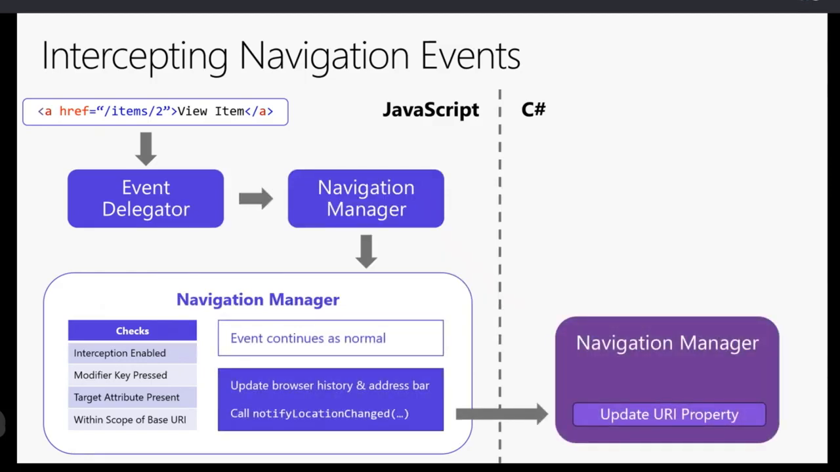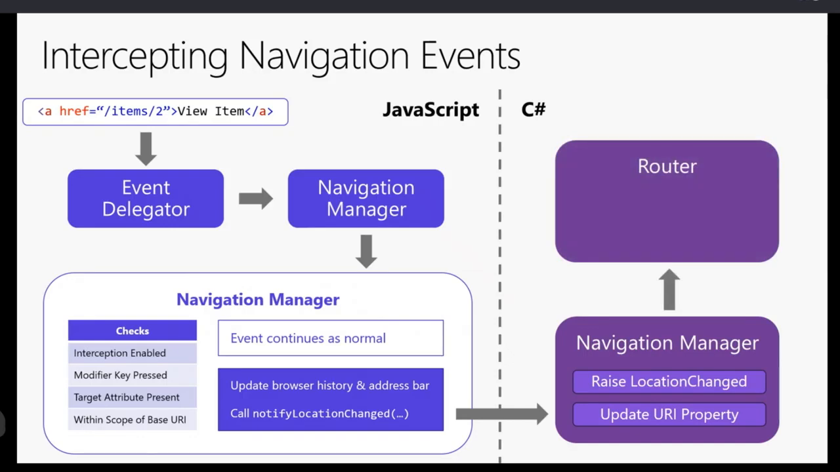So what's going to happen is the first thing it's going to do is update the URI property on the navigation manager to wherever we're trying to get to. So in this case, it would be items/2. And then it's going to raise a location changed event on the navigation manager. And this is what the router is listening for. So the router is then going to take the information, check the URI property on the navigation manager, and check that against its routing table. If it finds a match, it's then going to load the component that handles that route. So that's how we go from clicking a link to the router actually loading the correct page component.